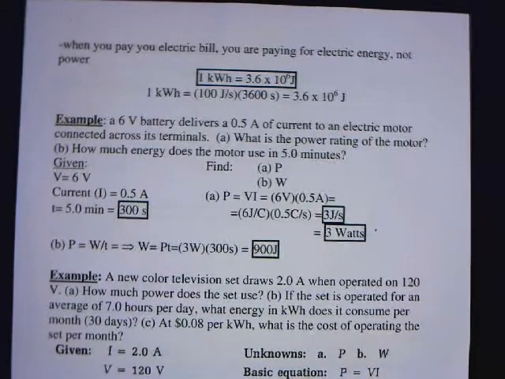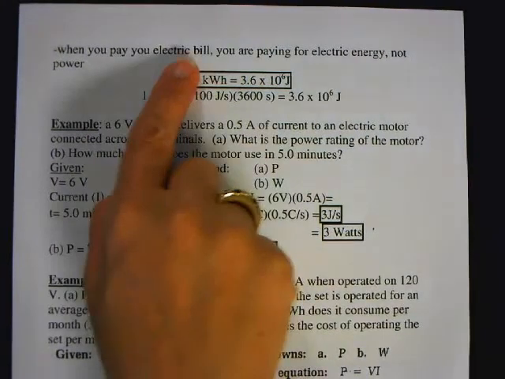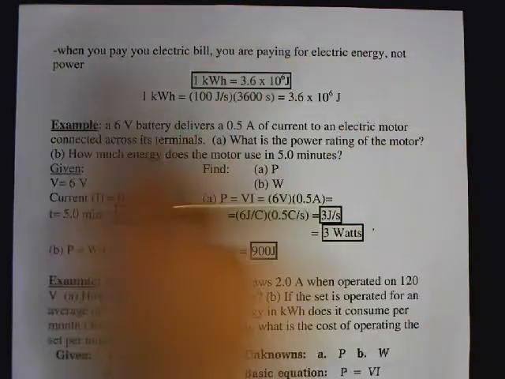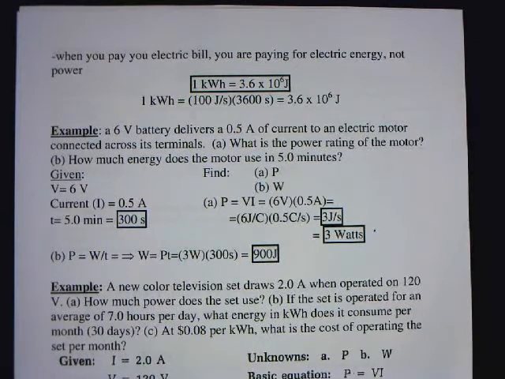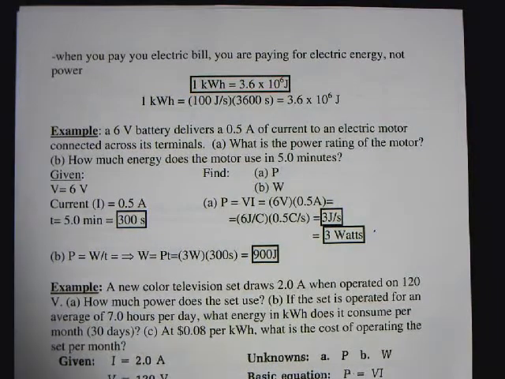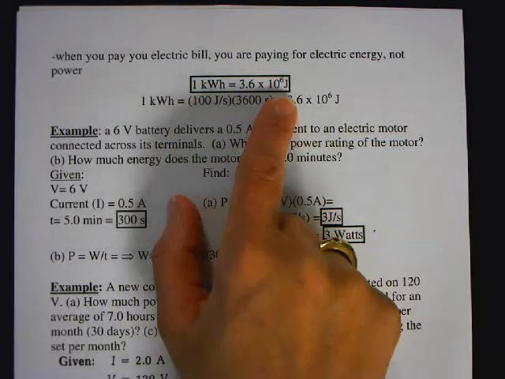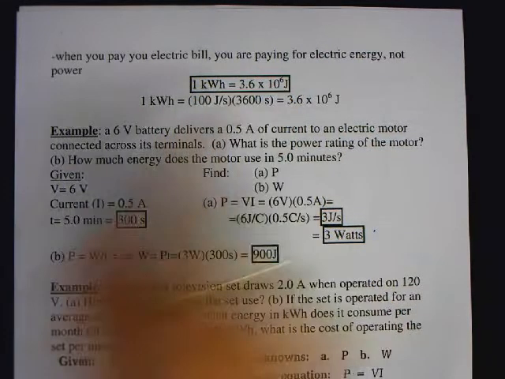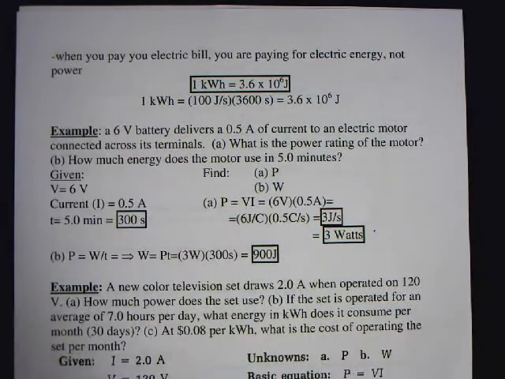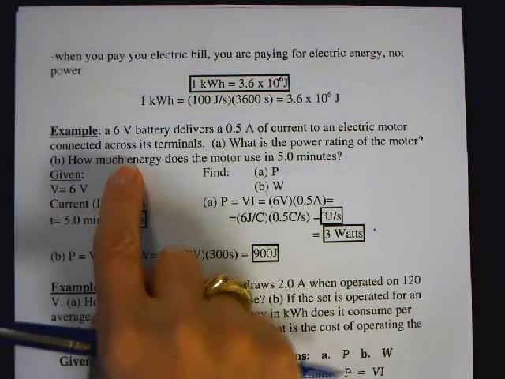Now when we look at the next page of the notes, we see that when you pay an electric bill, you're paying for electric energy, not power. But we always call it, like, Florida Power and Light. So a kilowatt hour is equal to 3.6 times 10 to the 6 joules. We already learned that. And a lot of times when we look at power, we look at kilowatt hours. So let's look at some examples.